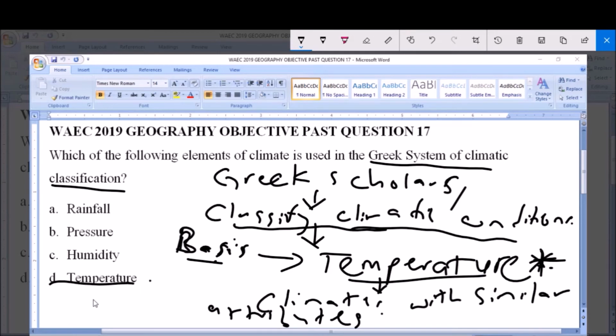Now keep in mind that the systems of classification are 3 in number. The first is tropic, the second is temperate, and the third is polar. So this was how the Greeks chose to classify climate based on temperature.